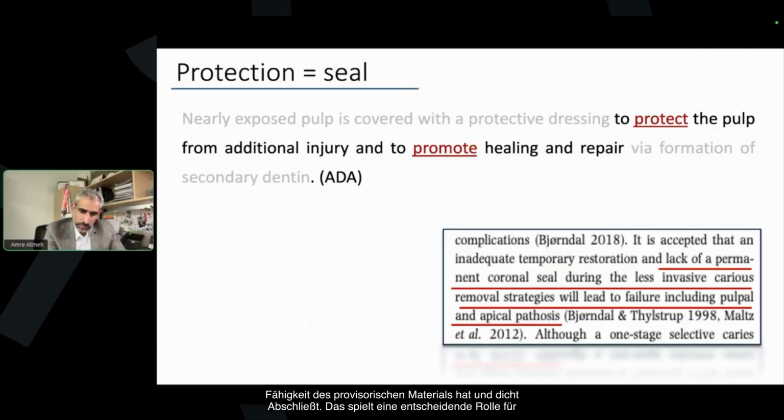So this is just to say that the seal, as simple as a seal, the ability of your temporary material to provide seal, will play a very critical role in the success of your treatment. You might be doing everything perfectly, preserving the dentine, preserving the pulp, but if your selection of the filling material or the pulp capping material was not optimal, that would be one reason for the failure to happen.